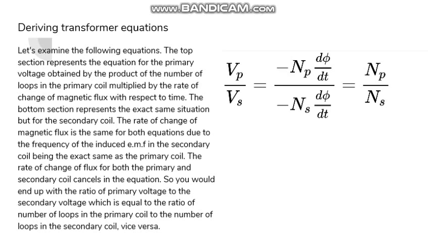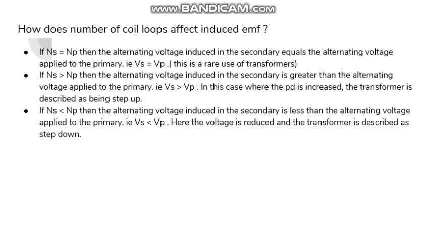The rate of change of flux for both primary and secondary coil cancels in the equation, so you would end up basically with a ratio of primary voltage to secondary voltage, which equals the ratio of the number of loops in the primary coil to the number of loops in the secondary coil, and vice versa. So, well, how we need to look at this. How does the number of coil loops affect the induced EMF?